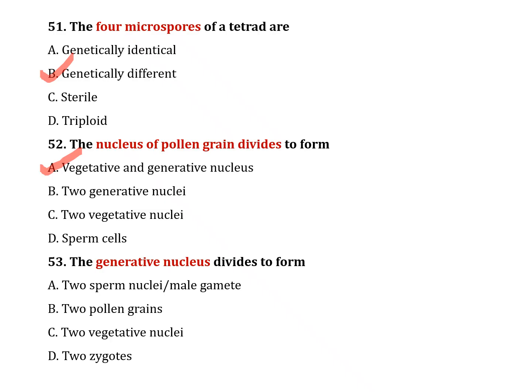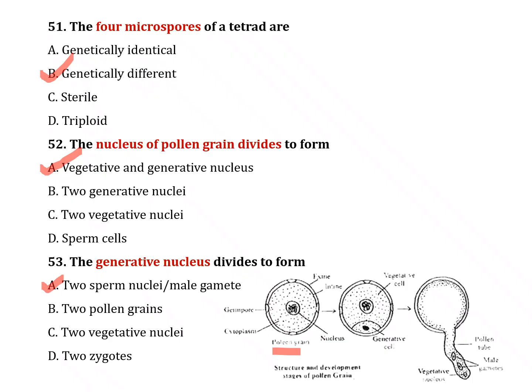The next question, number 53. The generative nucleus divides to form: option A, two sperm nuclei or two male gametes; option B, two pollen grains; option C, two vegetative nuclei; option D, two zygotes. Correct answer is option A, two sperm nuclei or two male gametes.